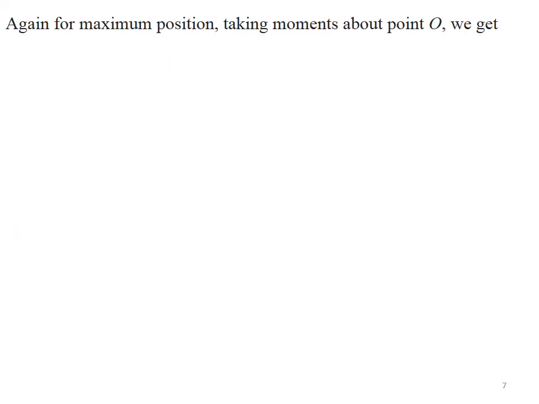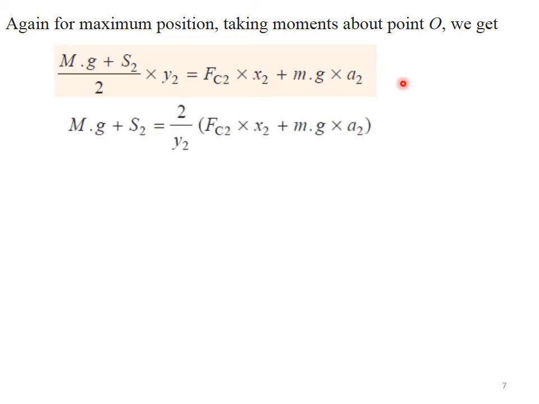So now we take the moments for maximum position. Similarly, mg plus s2 by 2 into the distance y2 is equal to fc2 into x2 plus mg into a2. Same thing, I rearrange the terms: mg plus s2 is equal to 2 divided by y2 into fc2 into x2 plus mg into a2. This is your equation number 5.